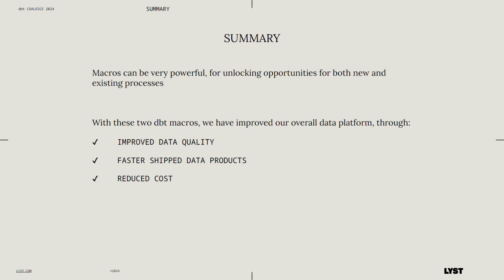So in summary, use macros. Macros can be really powerful, unlocking opportunities for both new and existing processes. If there's something you can do in your data warehouse, you can likely automate it with a macro. And there's also potential opportunities to customize how dbt runs and customize your project to work more personalized to your business. I've discussed 2 of our many macros at Lyst that have improved data quality, reduced cost, and enabled us to ship faster.